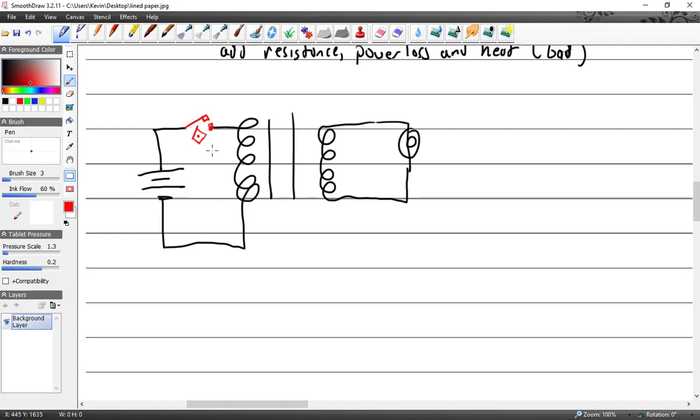But we don't have to do it like that. We could change this around and make that AC. And we can get rid of this, and we can just close the switch. And now we have AC.